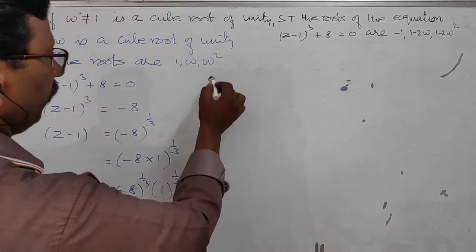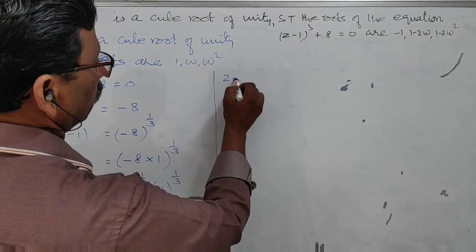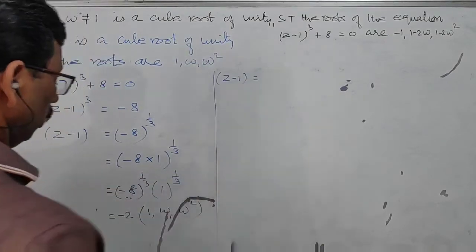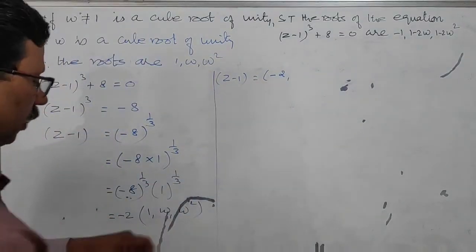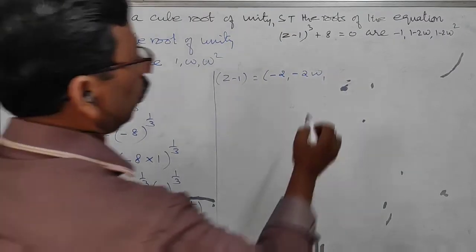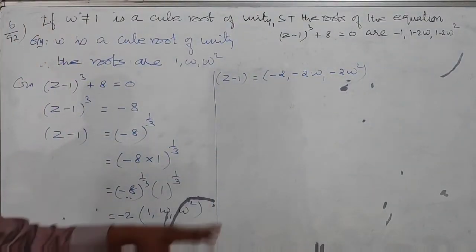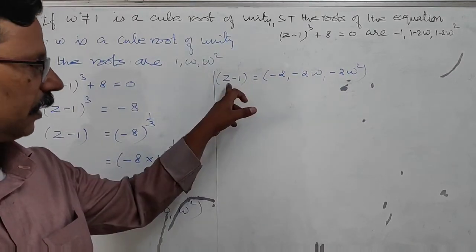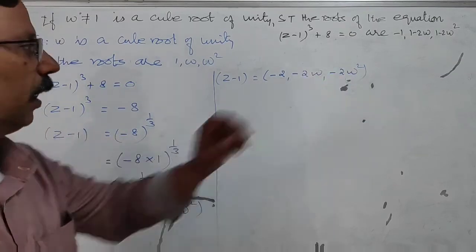Now you multiply inside. On the left hand side what we have is z minus 1. Z minus 1 is equal to minus 2, minus 2 omega, minus 2 omega square. So these are the values of z minus 1.